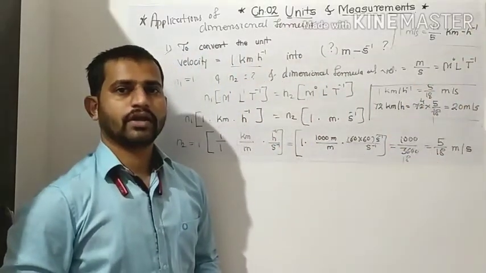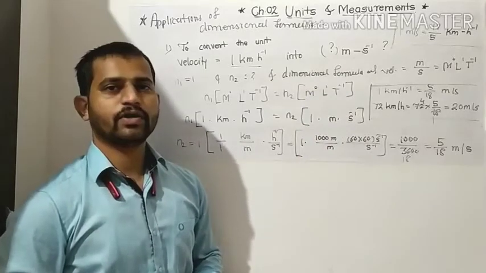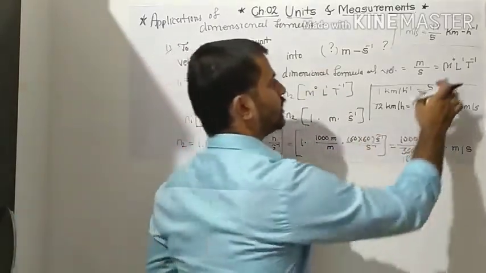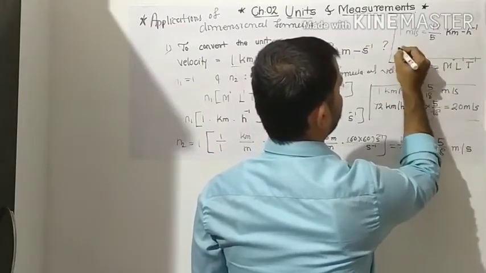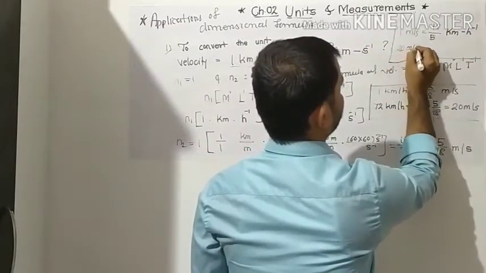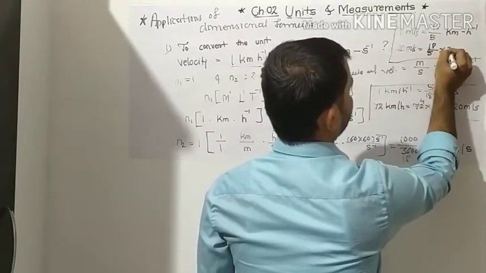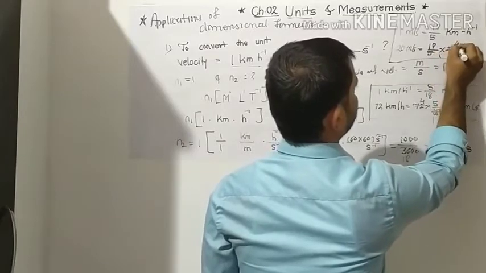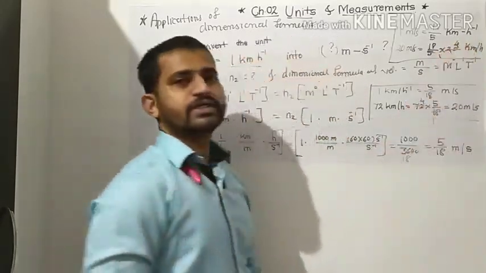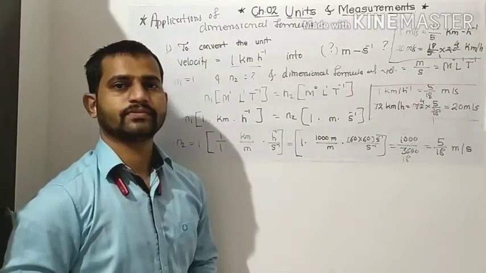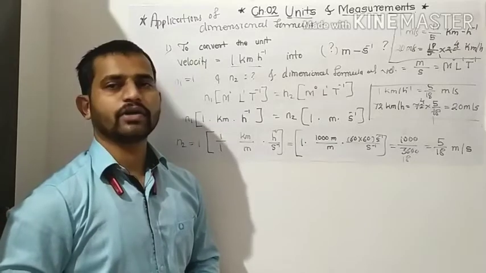Okay, we can check here that 1 meter per second is equal to 18 by 5 kilometer per hour. We can take this example again here. Suppose 20 meter per second, then how many kilometer per hour? 20 meter per second is equal to 18 by 5 into 20. So we get 4 into 18, and what is 4 into 18? It is 72. Okay, it is 72 kilometer per hour.